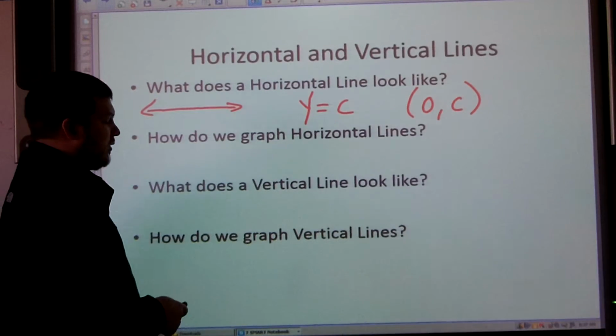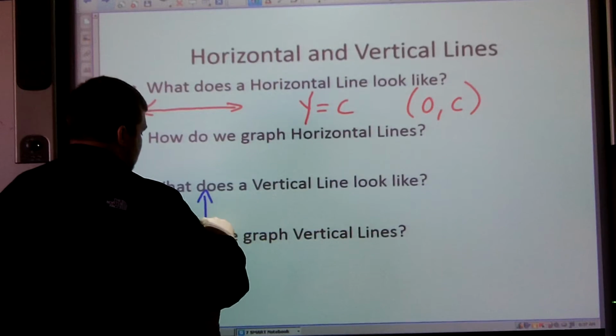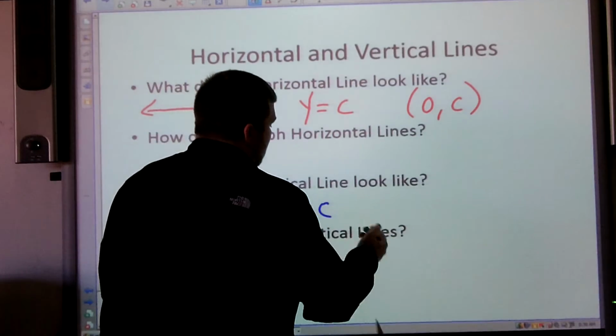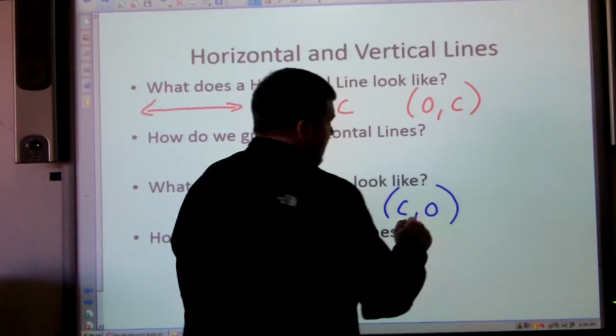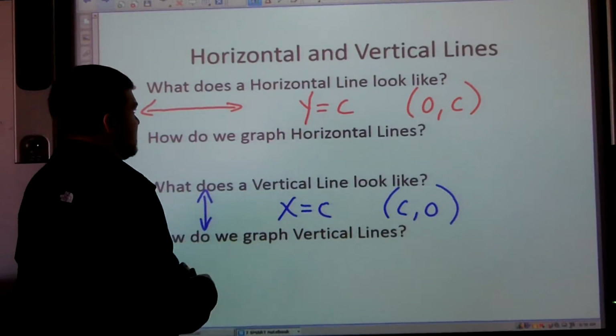What does a vertical line look like? Well, a vertical line looks straight up and down. And what's the equation? x equals c. And so the ordered pair is going to be c, comma, 0. Now c is just some number, so we're going to find that ordered pair and then draw a line straight up and down through that. So that's how we graph that.